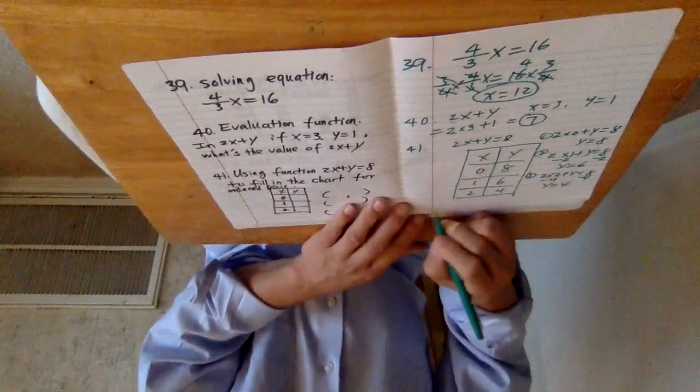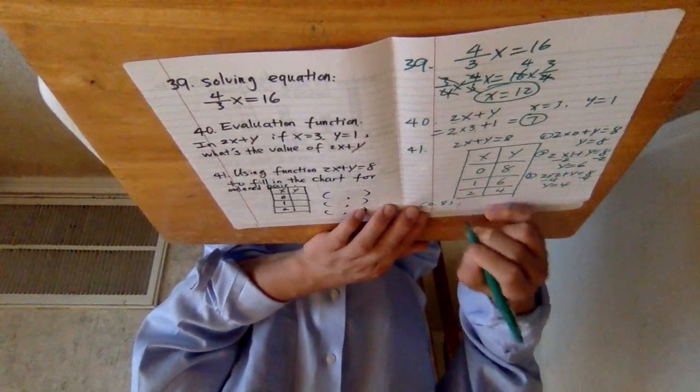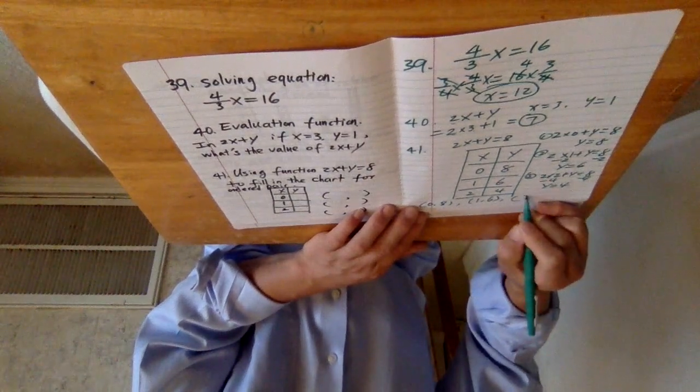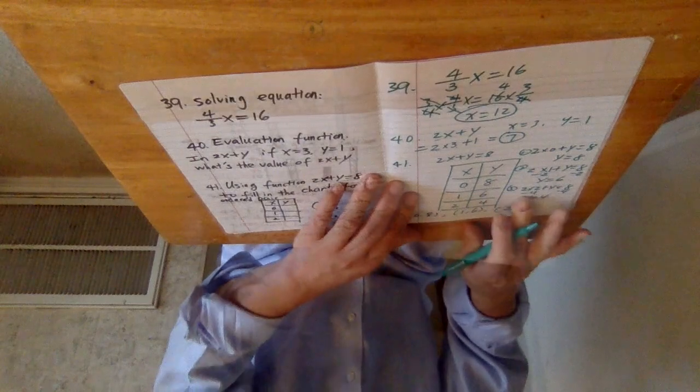So the pairs are going to be 0 and 8, 1 and 6, and 2 and 4. These are the x and y in each pair.